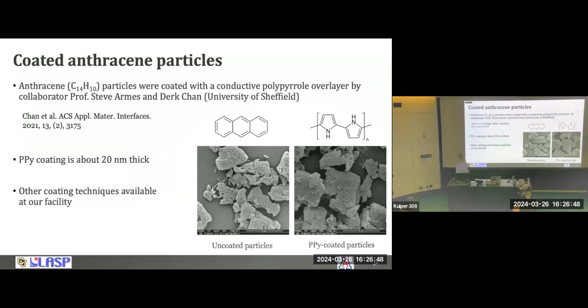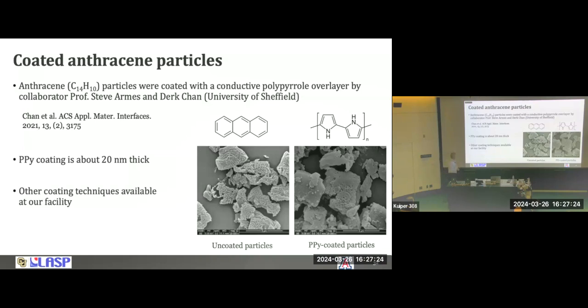Now, this is needed because all of this accelerator stuff that I've shown you is based on electrostatic acceleration. So you need to find a way to charge your particle. An aromatic molecule or a cluster or just a crystal of your aromatic molecule cannot be charged. So you need to find a way to overcome this. So we synthesized, or I have to say Steve Arms and his postdocs synthesized these particles with a polypyrrole coating, which allows us to charge up these particles and therefore also fly them in a dust accelerator.